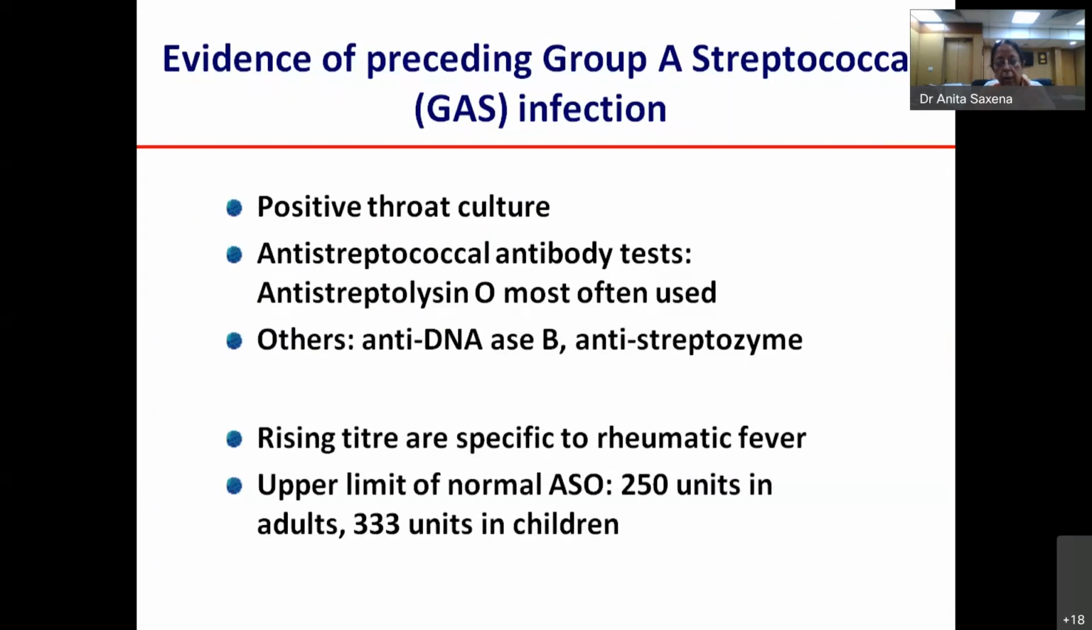So I would say that if you are doubtful, but clinically you strongly feel that the patient is active, then a rising titer will be a good idea. That means you take one sample today and take another sample after maybe 4 or 5 days or even 7 days. And if you find that the titer, which was let's say 200, has become 300 or 333, that will be more important to make a diagnosis of rheumatic fever. But again, it really varies from lab to lab.